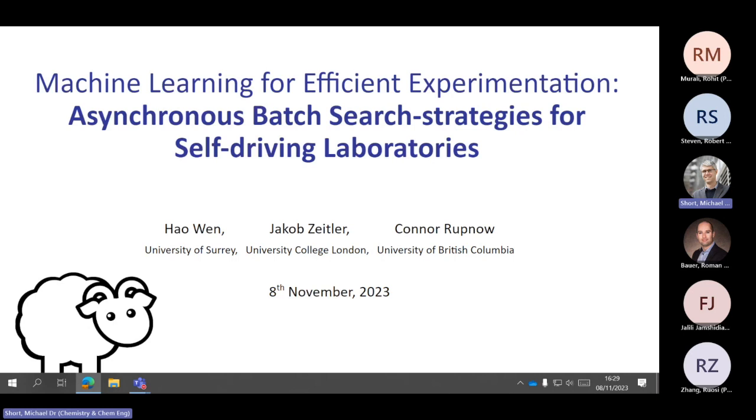Today, I'm going to give a talk about machine learning for efficient experimentation, the asynchronous batch search strategies for self-driving laboratories. It is a joint work with Jacob Littler and Conor Rupnow.